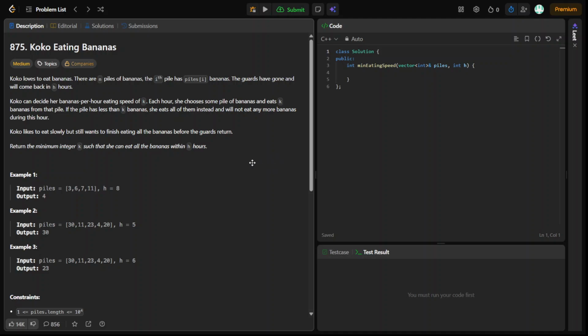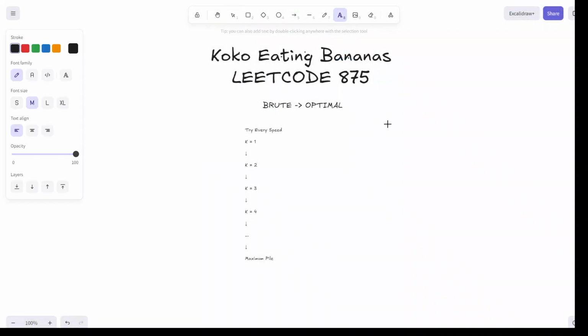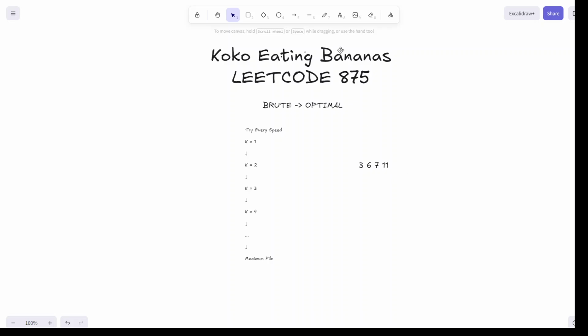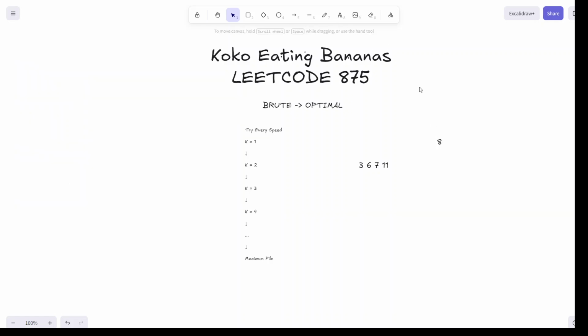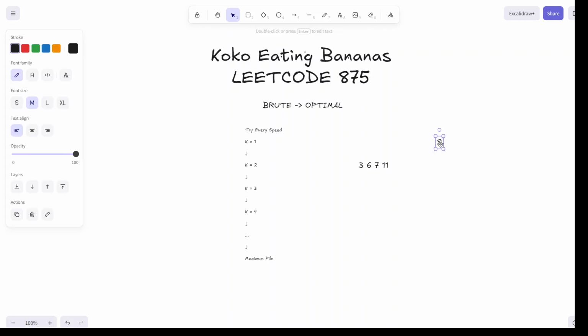As an example, let me write the example from the LeetCode page. It is 3 6 7 11. So we have this array. These are the number of piles, and the number of hours was 8. In 8 hours we have to find the minimum number of bananas she has to eat each hour to complete all the piles.